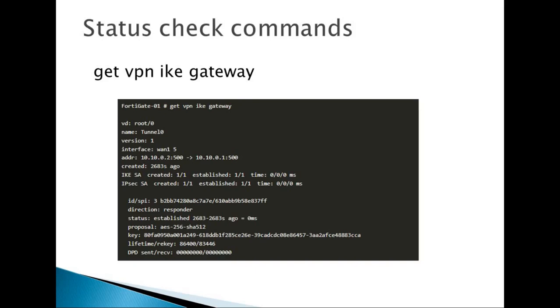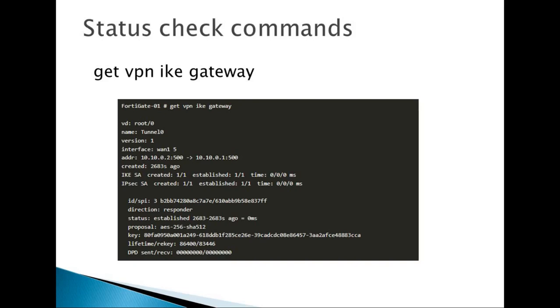These are some status check commands. Get vpn ike gateway. Here you can see what IKE version I'm using, what interface it's choosing, the address, and the destination address it is going to. You can see UDP packet 500. If you enable NAT-Traversal, it will be UDP 4500. Here it is 500, so NAT-Traversal has been disabled, and whether it's an initiator or responder, that information will be available.